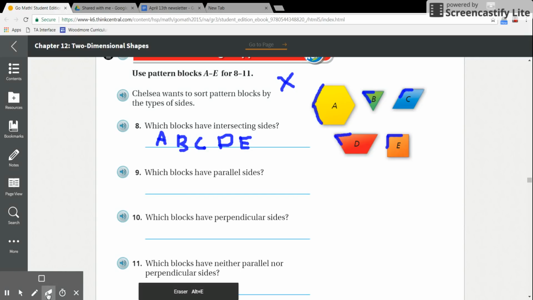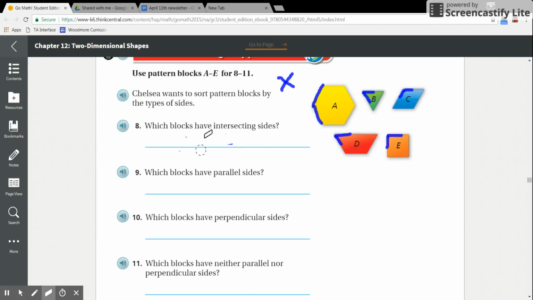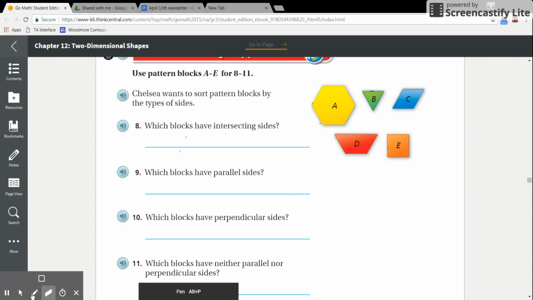Let me see if I can erase this. Oh yeah, here we go. Remember, I'm learning how to use the program here. I'm going to get rid of the work that I just did because I don't want to confuse it for the next one. And if you're wondering what our shapes are named, A is a hexagon, B is a triangle, C is a quadrilateral, a parallelogram, D is a trapezoid, and E is a square.